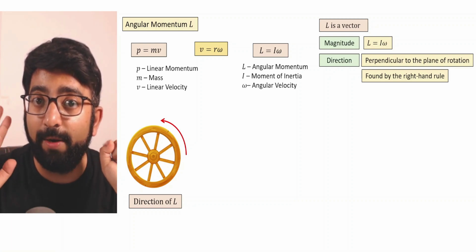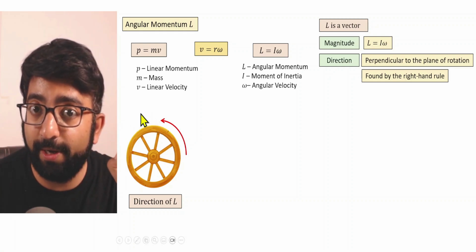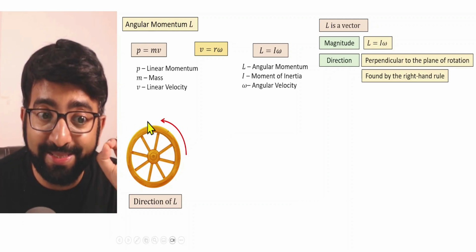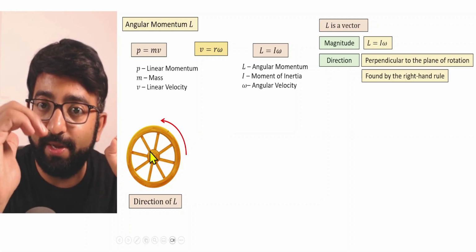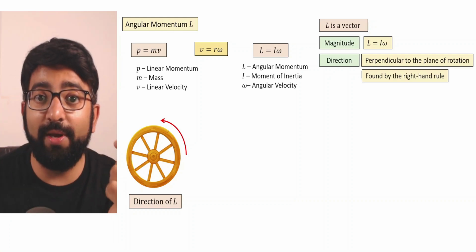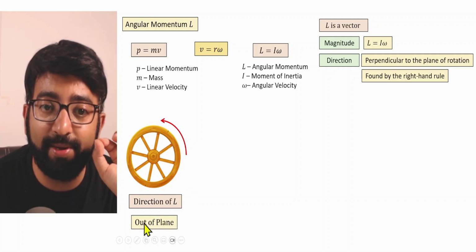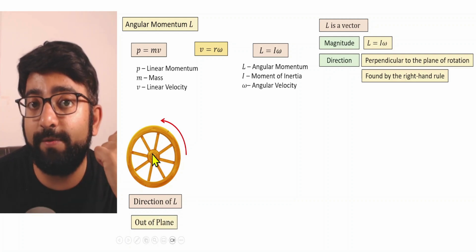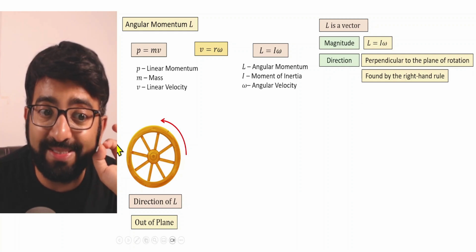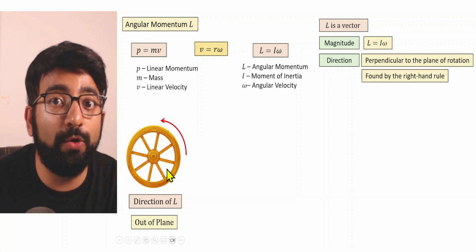So let me repeat. We'll be using the right hand. We curl the fingers in the direction of rotation of the wheel, and the thumb then gives the direction of angular momentum. In this situation, when we curl our fingers in the anti-clockwise direction, the thumb is pointing towards me, which is out of the plane. So the direction of L will be towards the person, and we can write that as out of the plane, coming out of the plane. The direction of L is perpendicular to the plane of rotation. So consider the plane of the screen. L will be perpendicular to the plane of the screen and it is coming towards you.